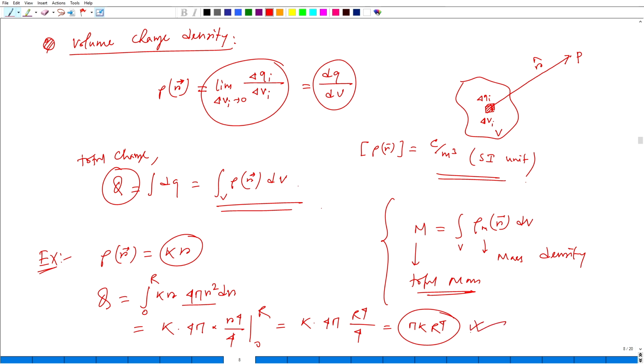In the next class we will discuss Gauss law and some of its applications, and how to solve a problem using Gauss law quickly. So, we will see in the next class.